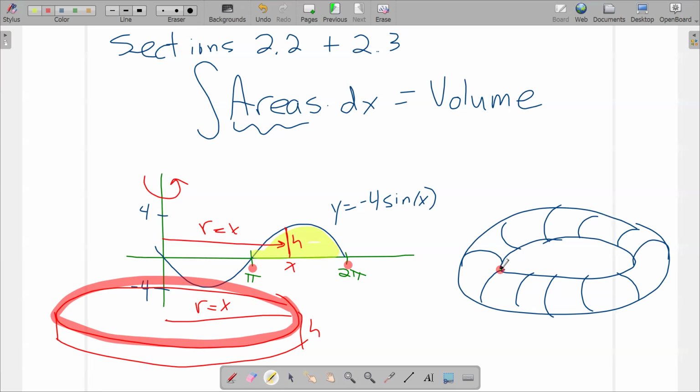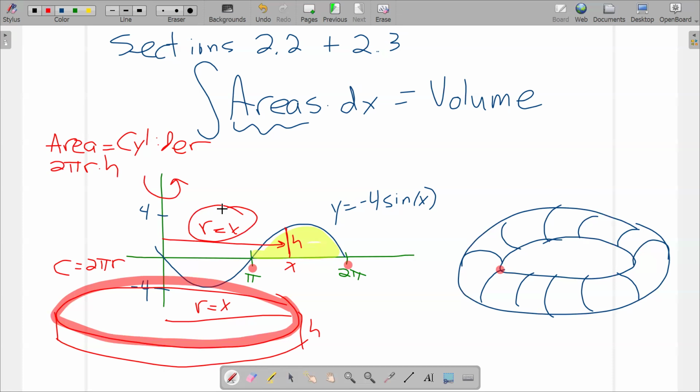And a cylinder like that, when you unroll it, is just a rectangle. And the base of that rectangle is just the circumference of the cylinder times the height. That's the area of a cylinder. So the area that I want to add up here is the area of a cylinder, and that's going to be 2 pi r times h. So all I have to do in the picture is figure out what is h and what is r. Well, I already determined looking at the picture that r is x, and the height is the y value, and the y value comes from that function right there.